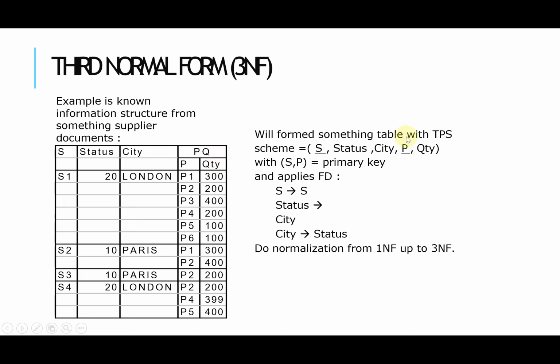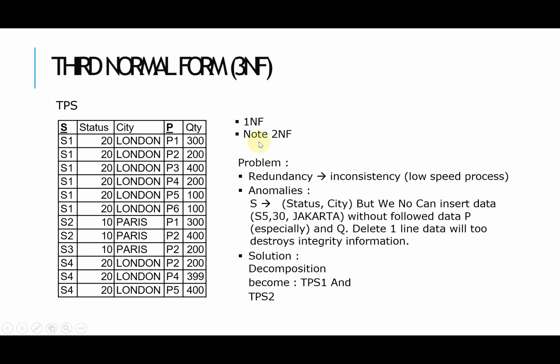We form a table with the TPS scheme. Okay, we have the S, status, city, P, and quantity. So with SP as the primary key and the candidate key, and the determinants applied are S to the status, to the city, city to the status. Do normalization from 1NF up to 3NF. So the first one, we have the 1NF here. Okay, so we do not have a null attribute, so not 2NF because the problem is redundancy, inconsistency, low speed.